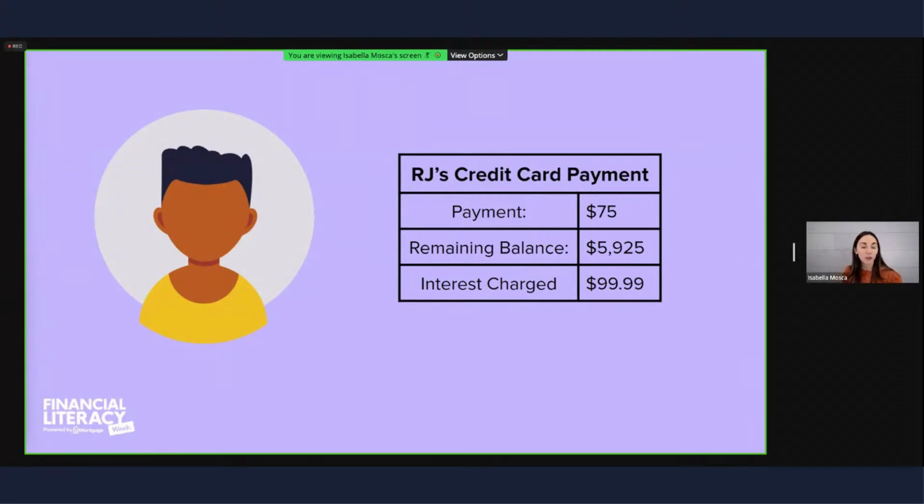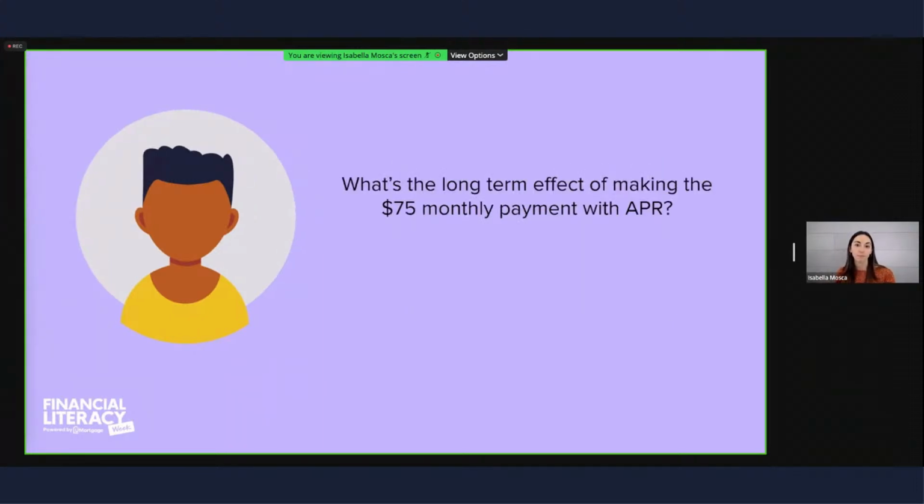So RJ is going to make a $75 payment towards his $6,000 debt. He has a remaining balance of $5,925. The interest he will accrue is $99.99. As you can guess, based on our prior experience in the course, the racking up of interest could be a painful one. So let's just rip off the Band-Aid and see what this is going to look like for him. If he continues to only contribute $75 per month to his $6,000 charges, what does that look like?